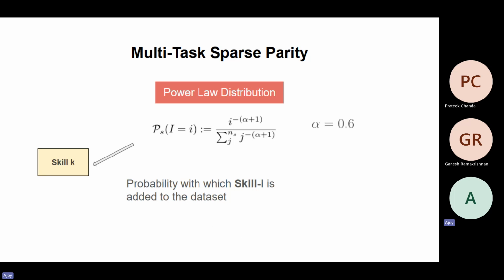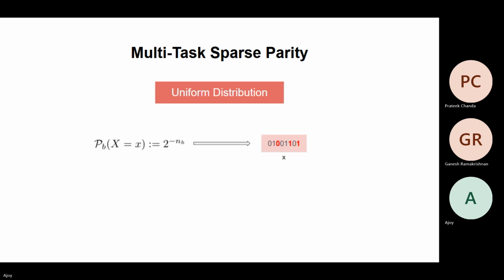So here we're saying that while we are constructing the multitask sparse parity data sets, each skill is sampled from a power law distribution where alpha is 0.6. This has been arrived at empirically; there is no proof for that. The reason for using a power law distribution is we want to later also notice that as the number of samples for a given task increases, the loss converges faster. And if the number of samples is smaller, it will take more time for the loss to converge for that specific task, or in general for it to converge. And the input bits are randomly sampled from a uniform distribution. Next.